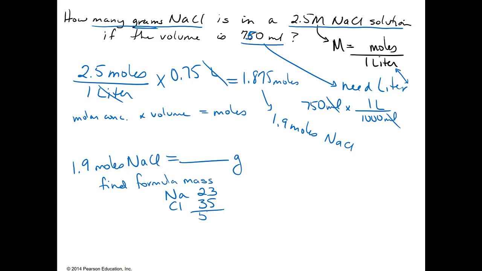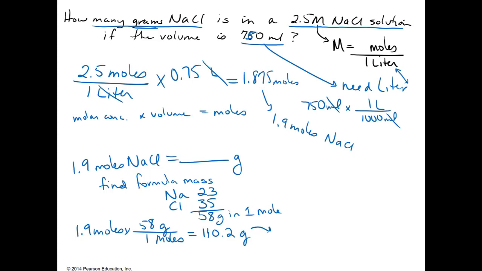So this one would be 58 grams in 1 mole. So it's just a single unit conversion from there. So what goes on the bottom? Moles goes on the bottom, grams goes on the top, so you get 58 in 1. I got 110.2 grams. So if I was going to round that, it would be 110. So that's how much solute is in that solution.